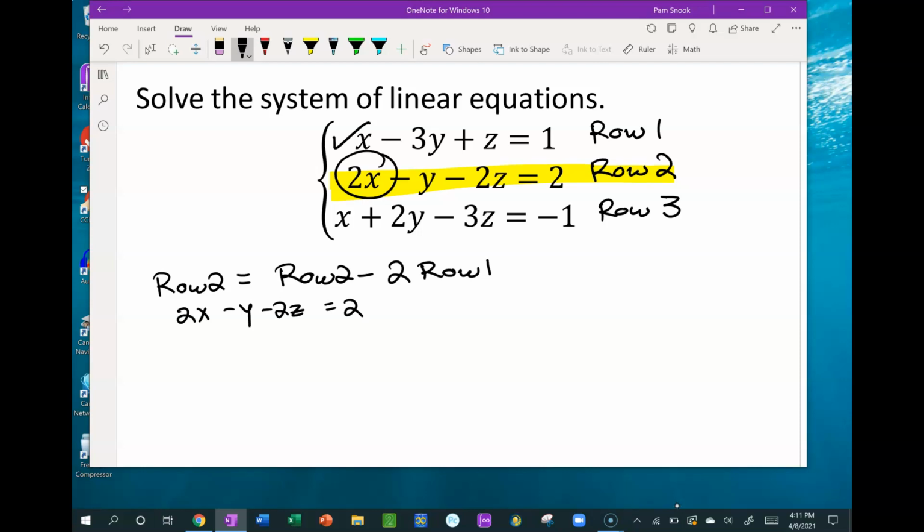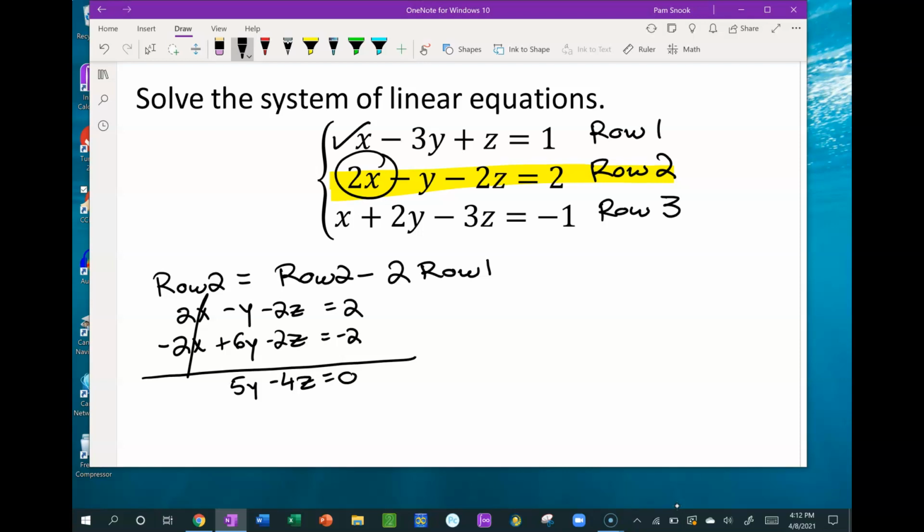So I'm going to take that x, multiply that by negative 2. I get negative 2x. Negative 2 times negative 3y gives me a positive 6y. Negative 2 times z is negative 2z. And negative 2 times 1 equals negative 2. Let's add those together. I get 5y minus 4z equals 0. That's my new row 2.